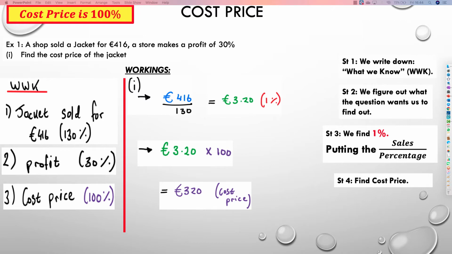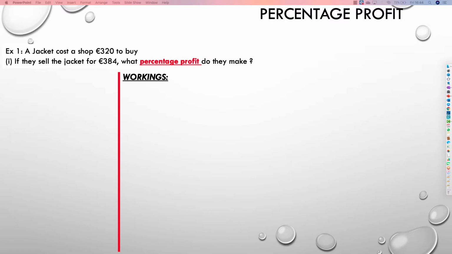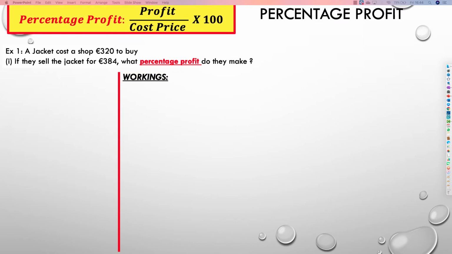Right. Percentage profit. A jacket costs the shop €320 to buy. If they sell the jacket for €384, what is the percentage profit? Now, another little important thing. Percentage profit is profit over cost price. Alright? Percentage profit is profit over cost price multiplied by 100. That's another important little thing.